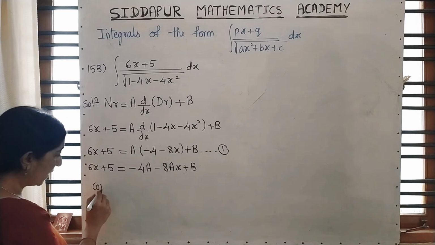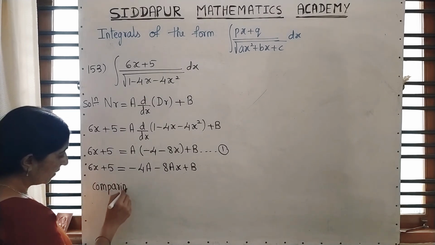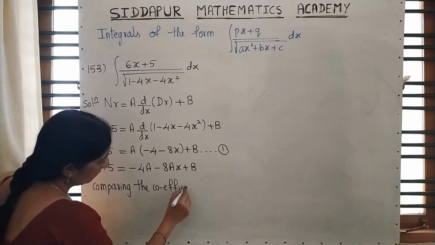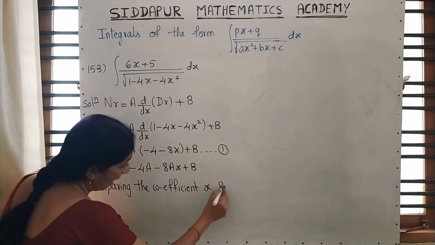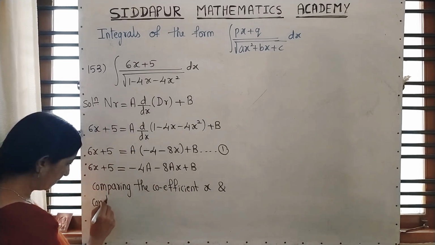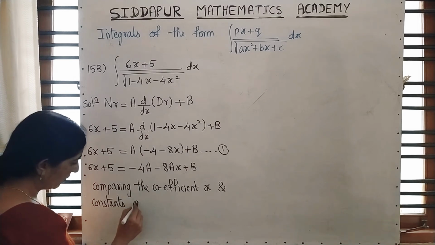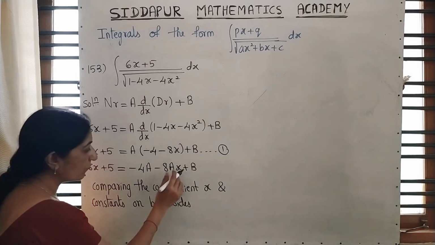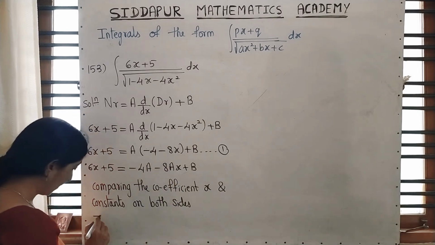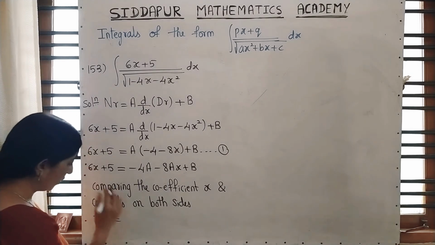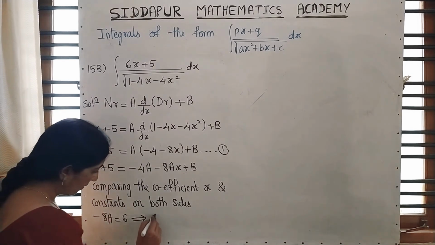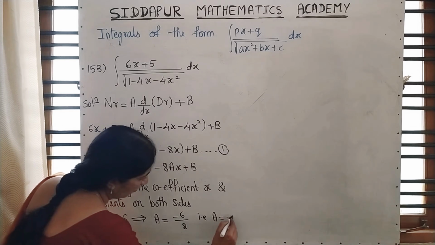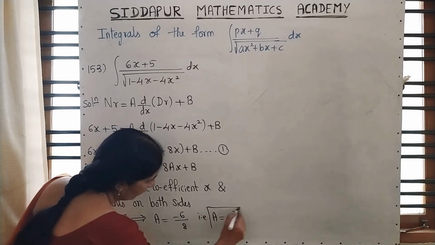After this, comparing the coefficient of x and constants on both the sides. Here the coefficient of x on the right side is minus 8a and here the x coefficient is 6, implies a is equal to minus 6 by 8, that is a is equal to minus 3 by 4.